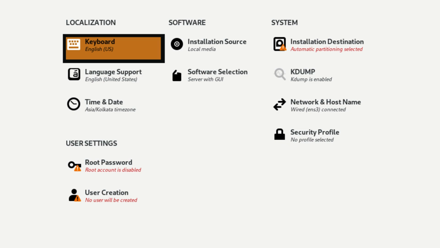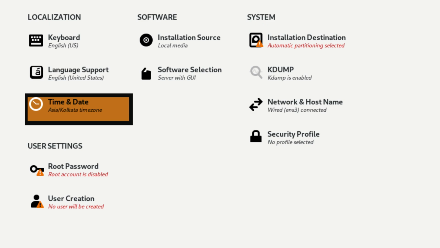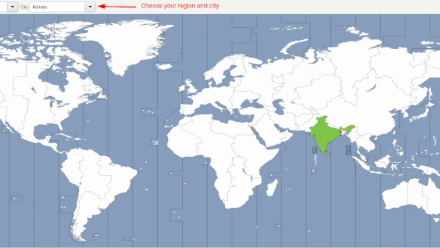Step 5. Configuring the operating system. Now, you'll see the main configuration screen, where the options are grouped into 3 categories: localization, software, and system. We'll start by configuring the localization settings. Keyboard. Click on the keyboard option to select your preferred keyboard layout. Language support. Next, click on Language Support. Here you can choose any additional languages you might need. For this tutorial, I'll stick with English. Time and date. Finally, under Localization, select Time and Date. Choose your region and city, then click OK to set your system's time zone.